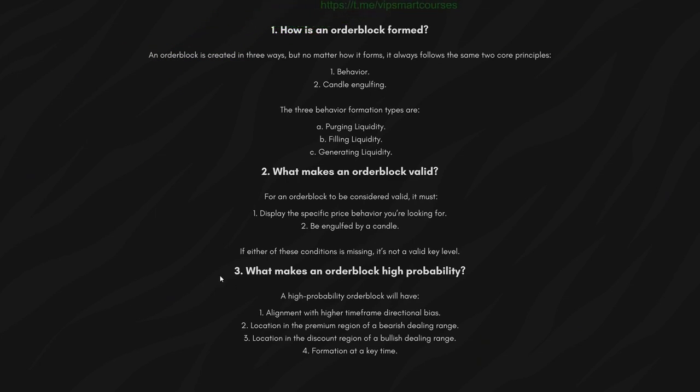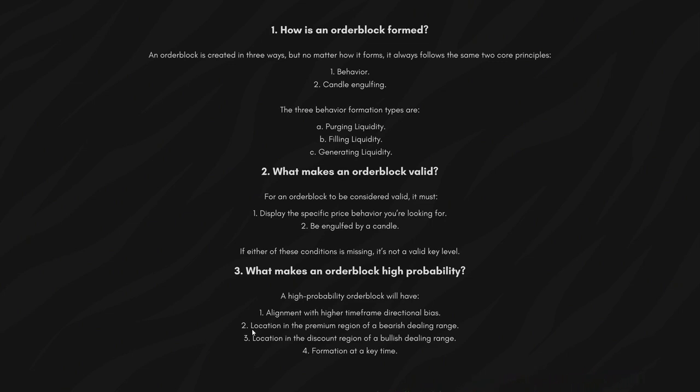Now let's move on to the third question, which is what makes an order block high probability? Now a high probability order block will have the following qualities or characteristics. First of all, alignment with the higher time frame directional bias, meaning it must be formed in the direction of the higher time frame bond liquidity, or it must be formed in the direction of the higher time frame directional bias.